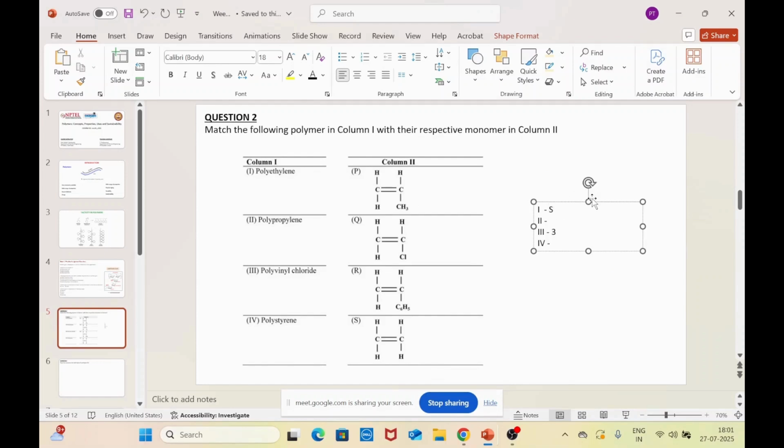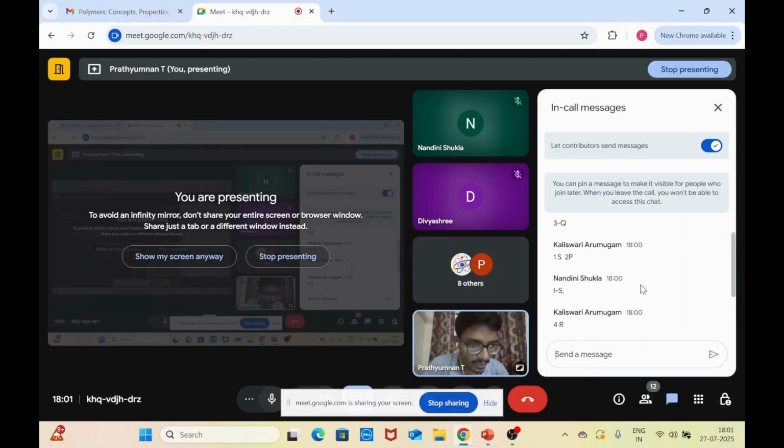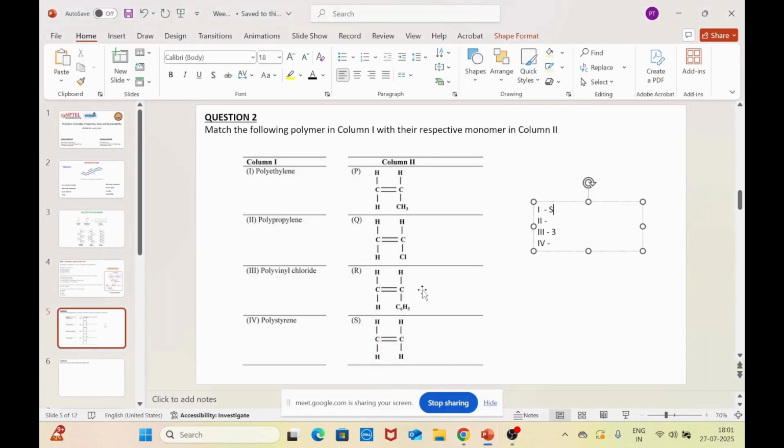So polyethylene is 1s, then 2p, so propylene. The difference between polyethylene and polypropylene is basically the methyl group attached to this carbon atom. In case of polyethylene, this particular bond will have a hydrogen atom. Here it's a methyl group.